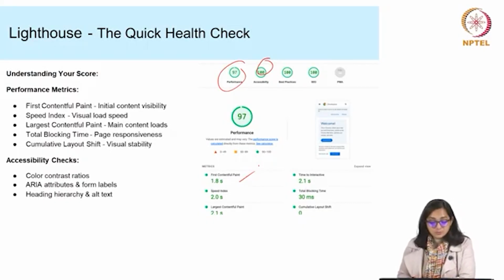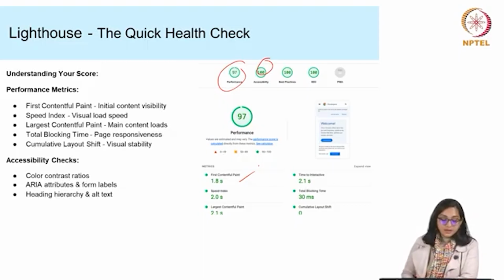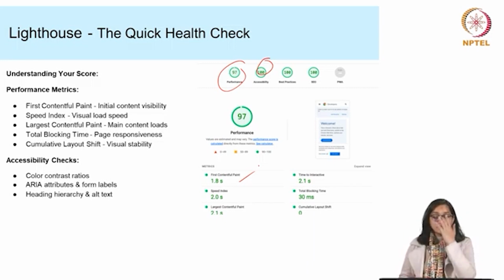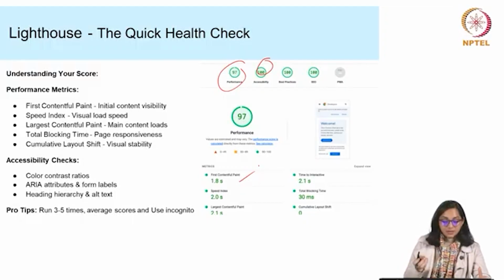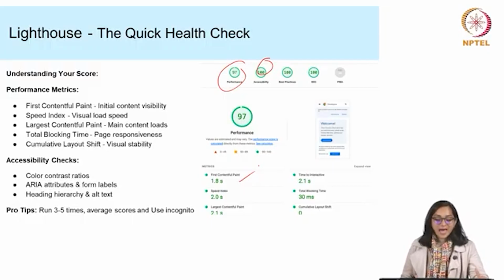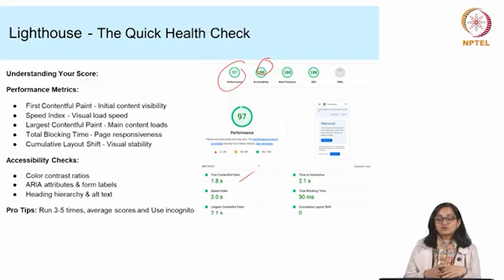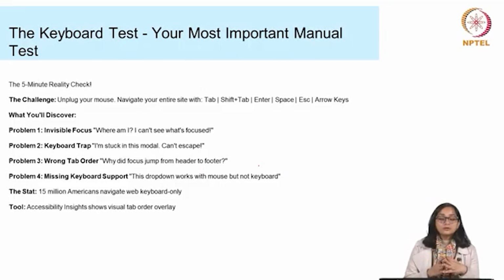The accessibility checks it is able to do are color contrast ratios, ARIA attributes and form labels, heading hierarchy, and alt text. It is able to label all of those things. So what you can do is run it 3-4 times, average the scores, use incognito mode, and fix the red and orange issues first.